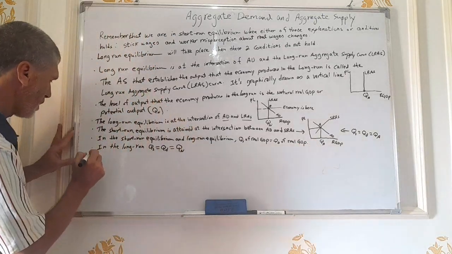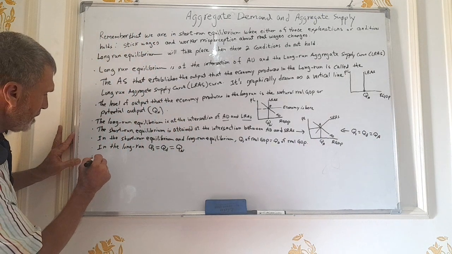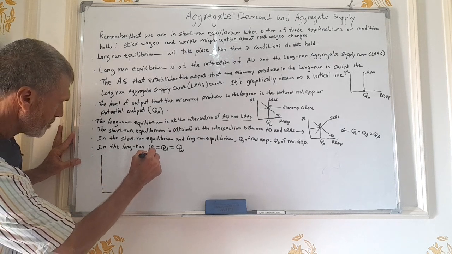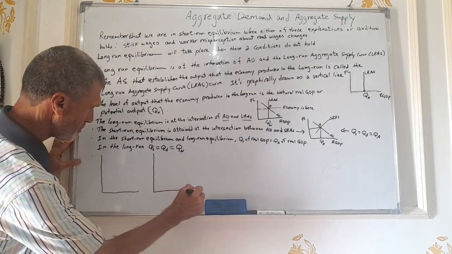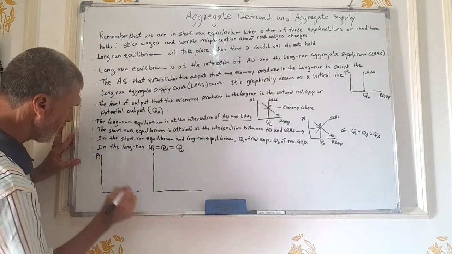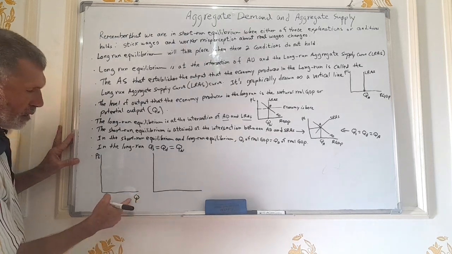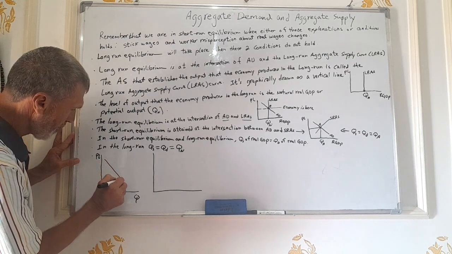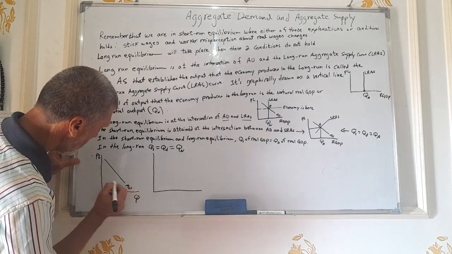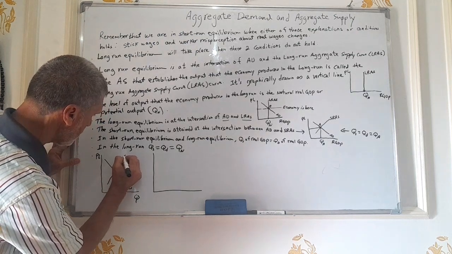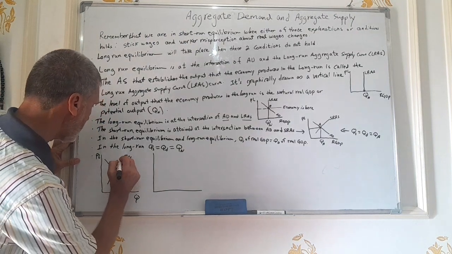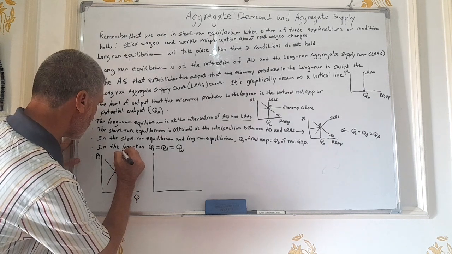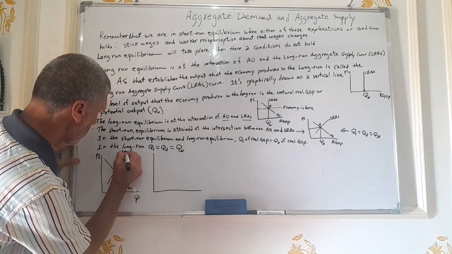Okay, let me look at these two graphs. Over here, this is the price level, this is Q, the real GDP, output. This is aggregate demand. This is short run aggregate supply. And this is what you get here, long run aggregate supply. And this is QM.